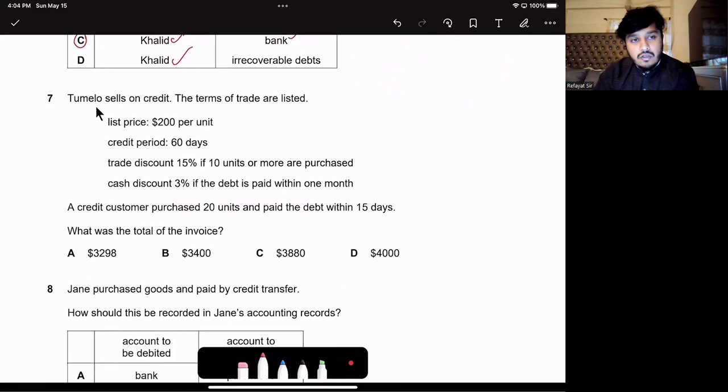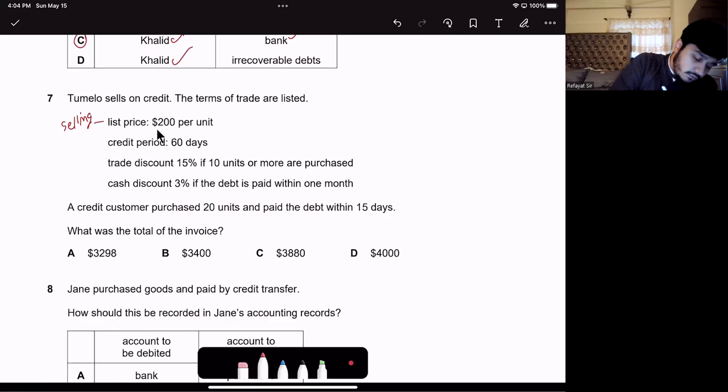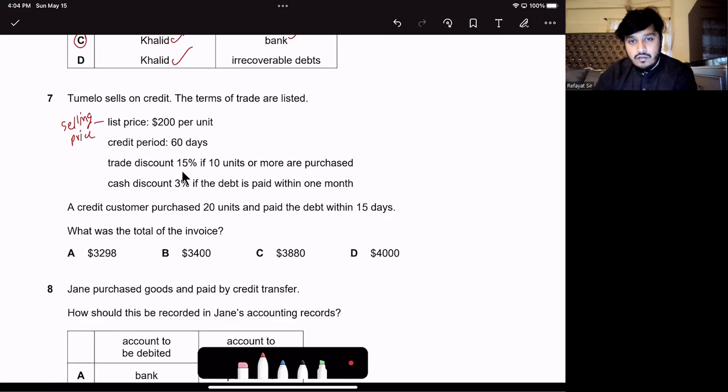Number 7. Tumelo sells goods on credit. The terms of trade are listed. List price means selling price. Credit period 60 days means he offers customers to pay their debt within 60 days. Trade discount 15% if 10 units or more are purchased. So anyone who buys 10 units or more receives a 15% trade discount. Cash discount 3% if the debt is paid within 1 month. Okay, fine.